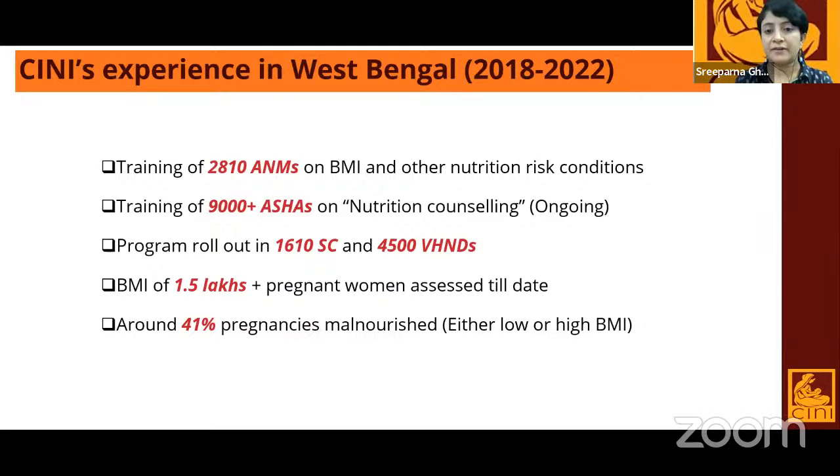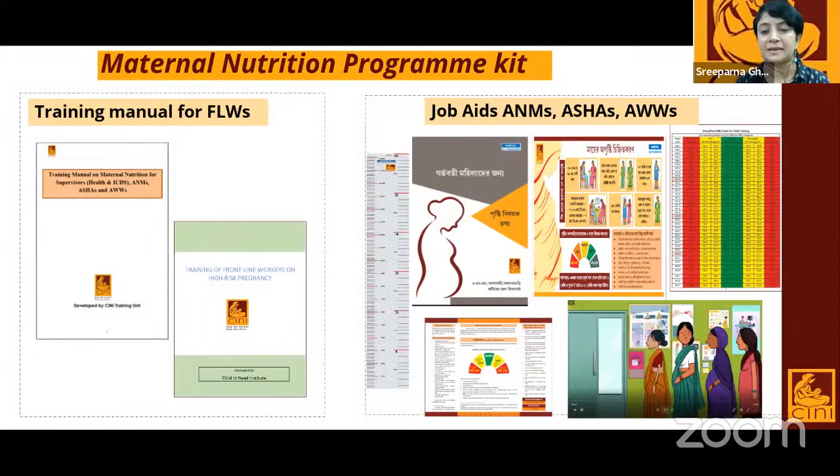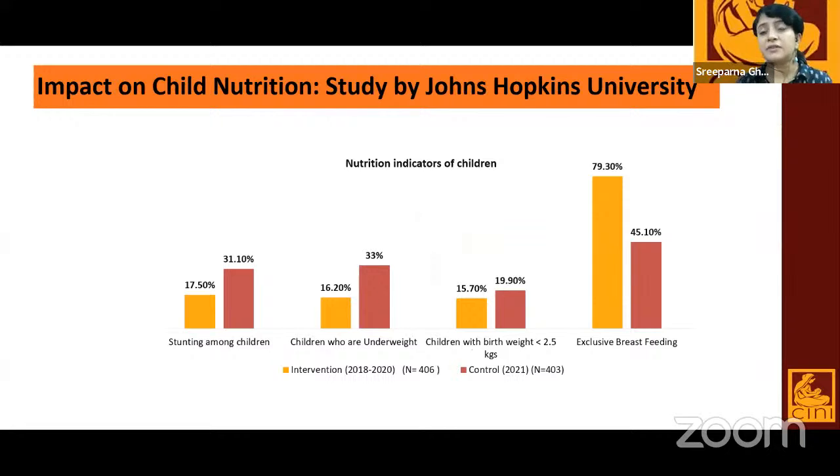We have used this maternal nutrition program kit for training the ANMs and ASHAs. They contain the BMI calculators, short films, training manuals, handouts, scales, posters, which have been used as job aids by the ANMs and ASHAs to assess nutrition risk conditions. We have partnered with Johns Hopkins University to see the impact of this maternal nutrition on childhood stunting, because as I was saying, this entire intervention started in order to address stunting among children with the growing concern of stunting in India.